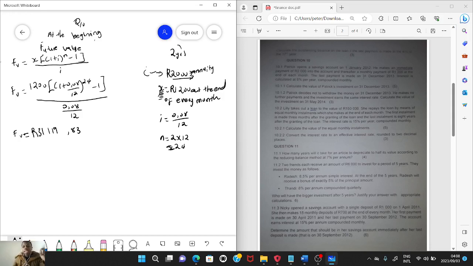We haven't yet finished answering 10.1.1 because here they want the entire investment. Here we calculated part of the investment, considering the monthly payment. But remember that the 2,000, there's still 2,000 in the bank, right? So we need to calculate the value that it has risen to for a period of 2 years.